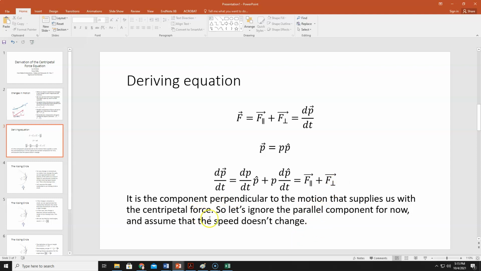Remember, it's the component perpendicular to the motion that supplies us with that centripetal force equation. So in this lecture, the objective is to derive the centripetal force. So we're going to ignore any F parallel for now and assume that the speed of the object is constant, and that would mean that the magnitude of p doesn't change, so d|p|/dt is 0. However, we're going to assume that dp hat/dt is non-zero because we're going to have a perpendicular component of the force which changes the direction of the motion, okay? So for now, let's go with constant speed, okay? And let's derive an equation for p times dp hat/dt.